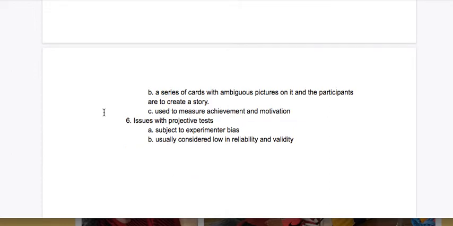And the issue with projective tests is they are subject to experimenter bias, meaning if you're the person giving the experiment, whatever you decide to interpret from what the person's saying is pretty much what you come up with. So if I'm a psychologist that deals with these types of tests, I might come up with something from a story that Wyatt gives me, and then the psychologist down the hall might come up with a completely different analysis of Wyatt's story. These are usually considered low in reliability and validity because, again, it's based on the experimenter's bias.